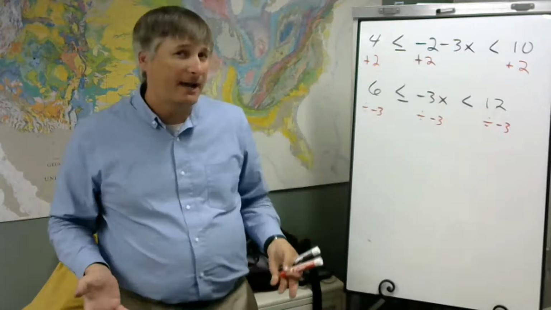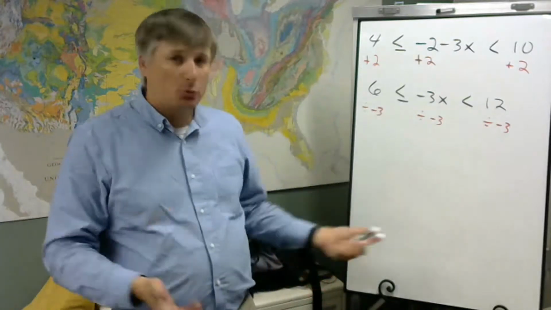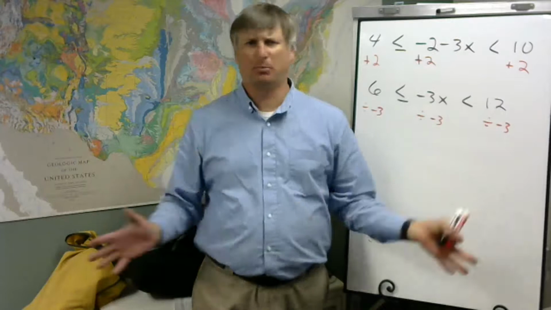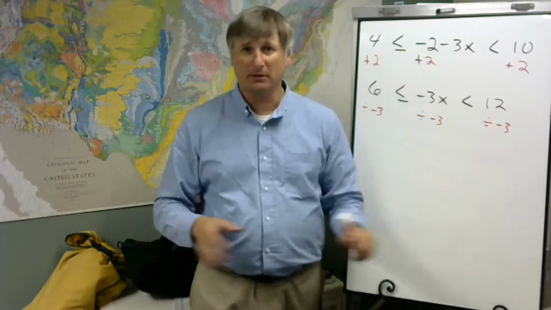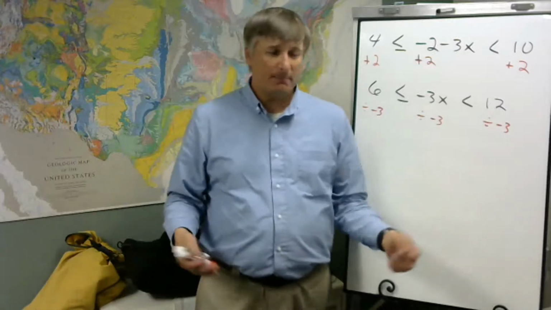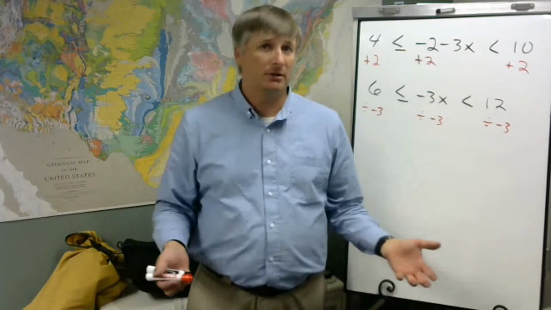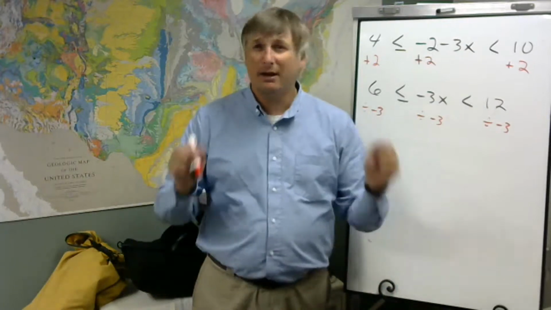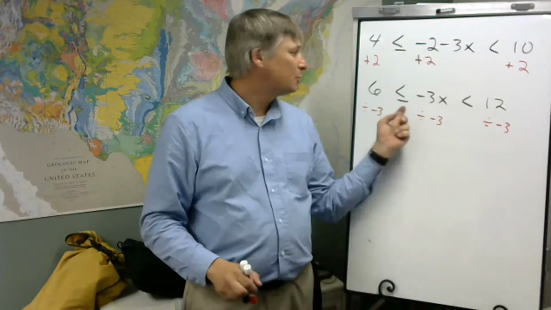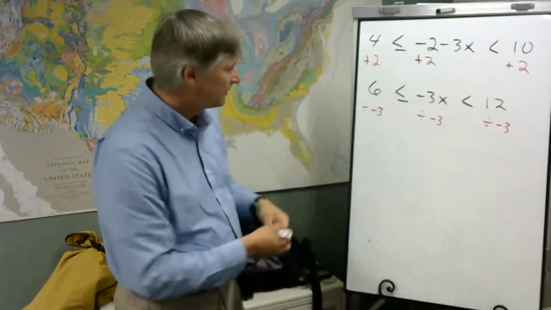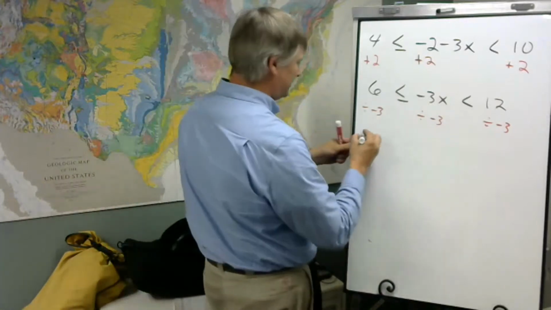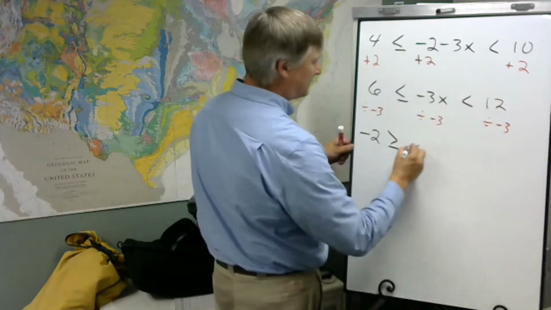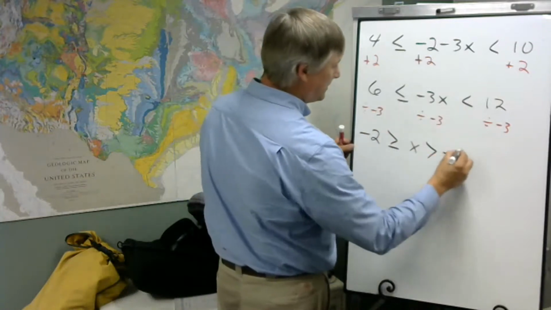Because we're multiplying or dividing by a negative, we have to switch things around. Now again, if you add or subtract negatives, that's perfectly fine. That doesn't change anything. Multiplying or dividing by positive numbers doesn't change anything either. But multiplying and dividing by negatives is going to switch these around. So what we'll get is negative 2 greater than or equal to x greater than negative 4.